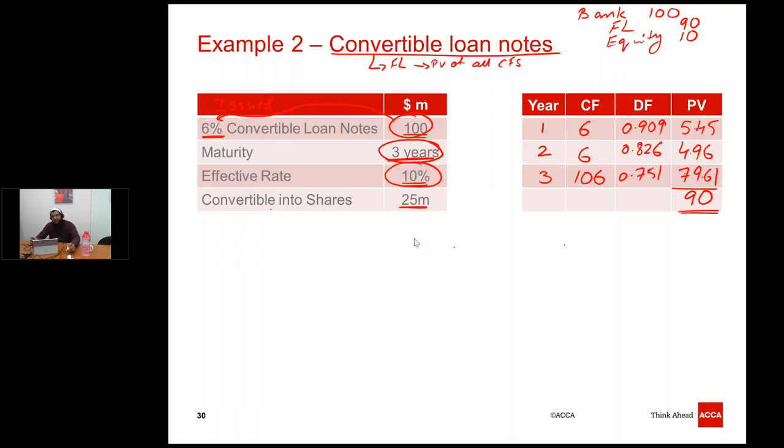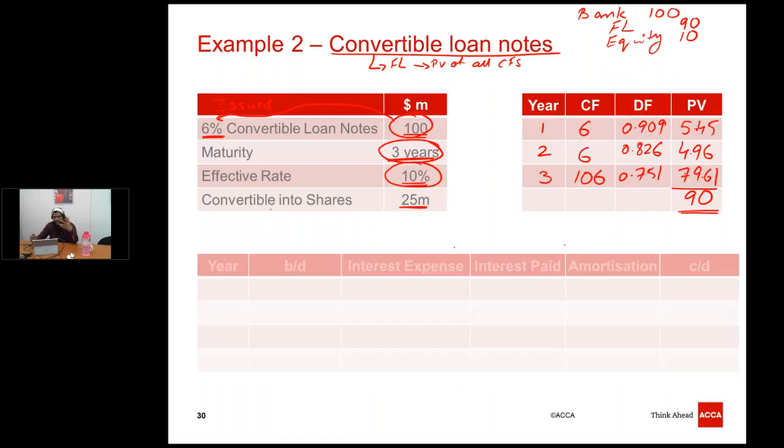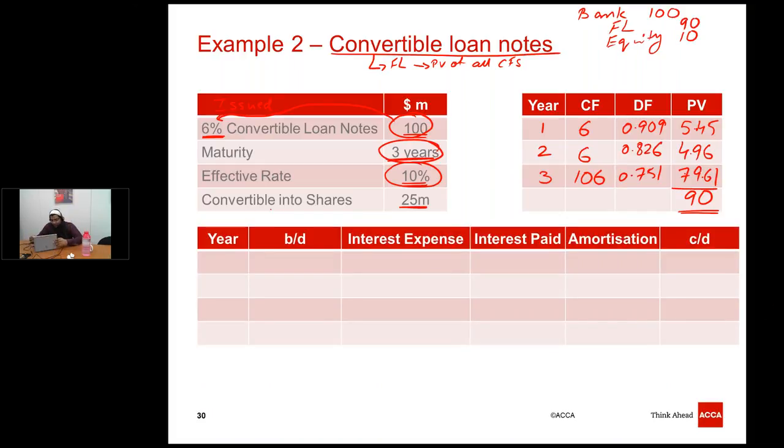Yes, Simran, this is a hybrid instrument. Convertible loan notes, hybrid, compound, interchangeably used. So the first step was to split the convertible loan notes between the liability and the equity. Now the second step is the same, to prepare the table. Now in year 1, the brought down liability is 90. The interest expense will be using the effective rate of 10%, which is 9. The interest paid is 6, amortization is 3, and the carry down is 93.